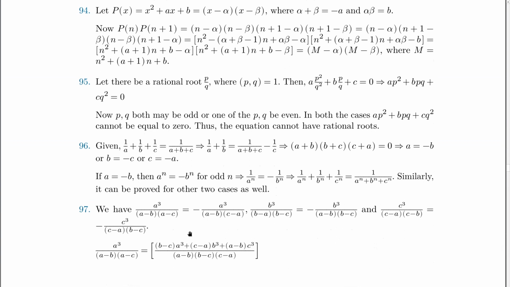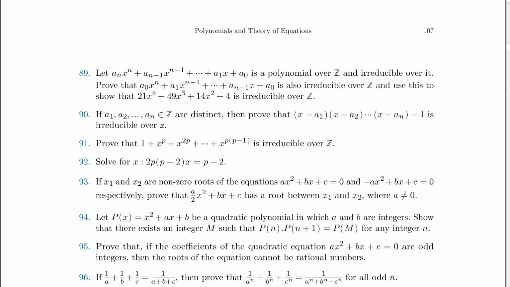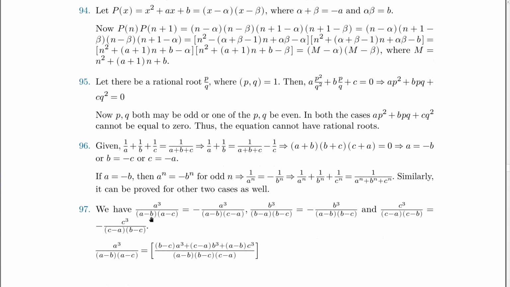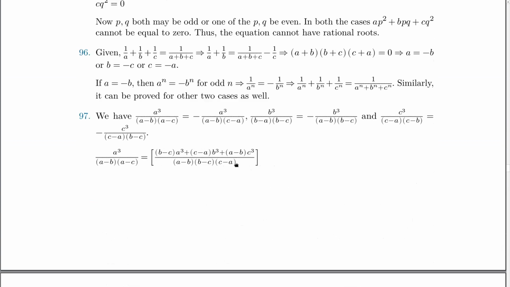So what we have here is a^3/((a-b)(a-c)) = -a^3/((a-b)(c-a)). We reorder the terms of a-c to c-a. Similarly, for b^3, we reorder the term b-a, and for c^3, we reorder the term c-b. Now, from this, what we can say is a^3/((a-b)(a-c)) equals [(b-c)a^3 + (c-a)b^3 + (a-b)c^3] divided by (a-b)(b-c)(c-a).